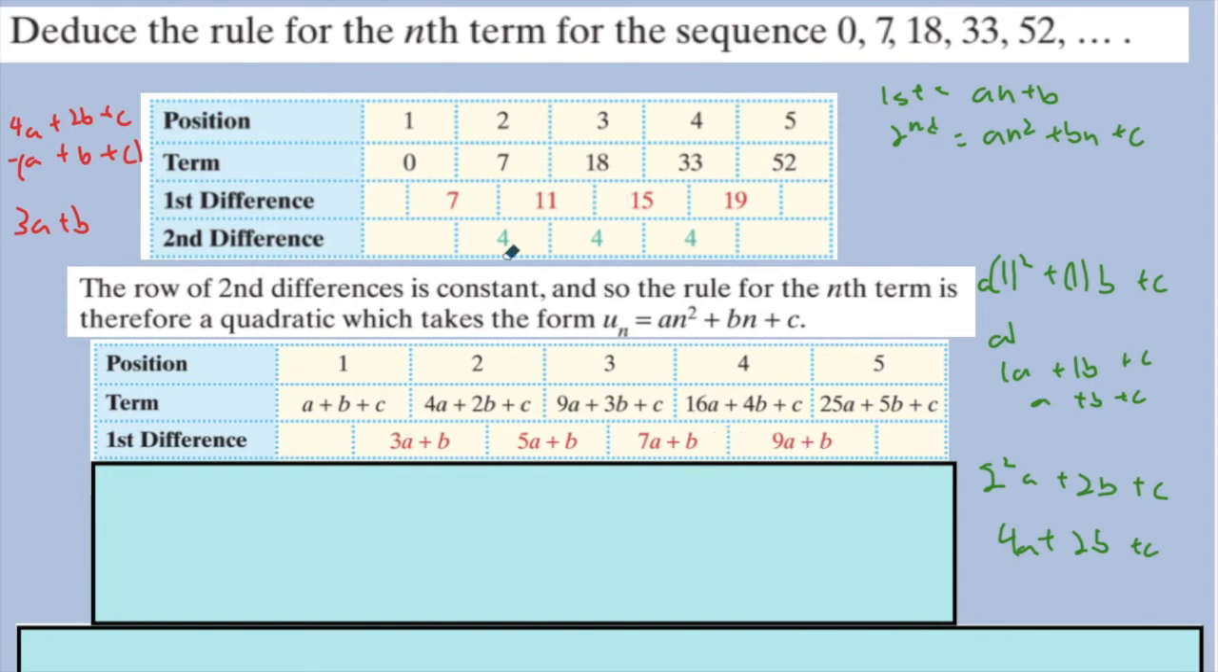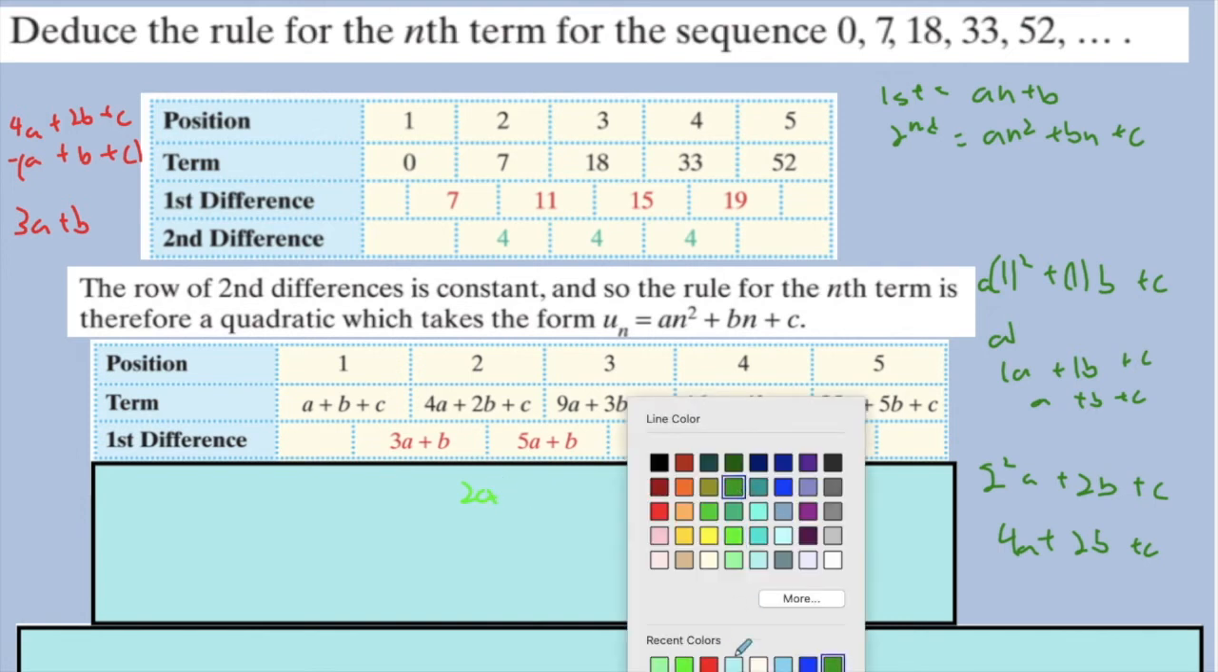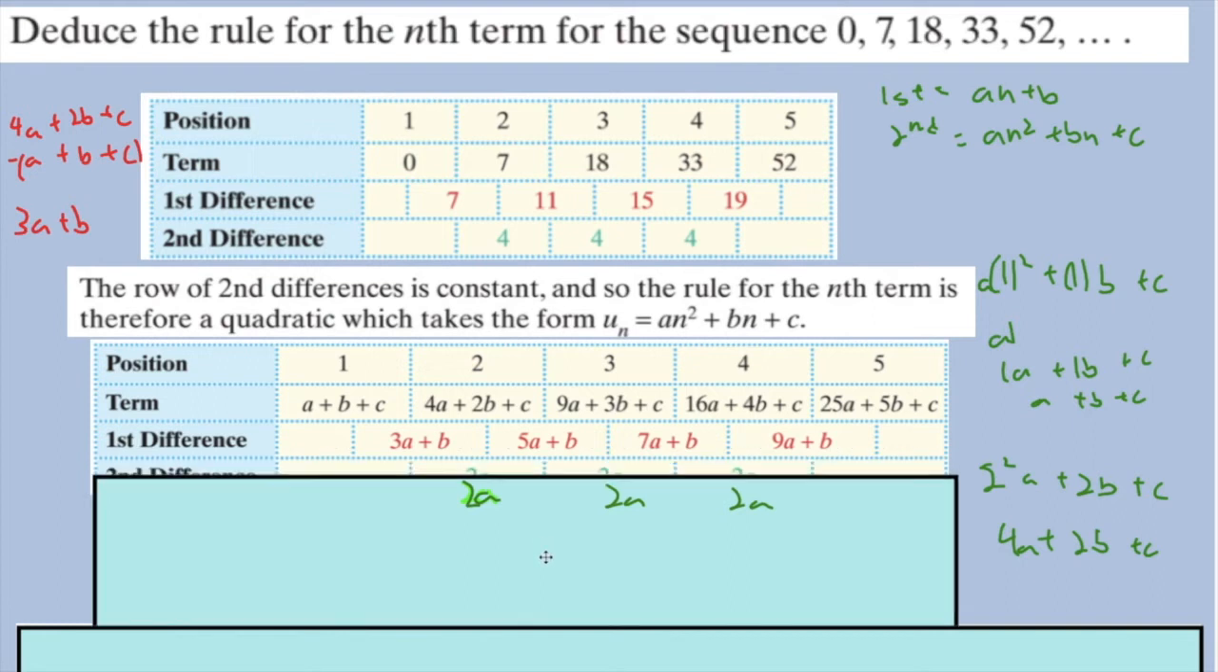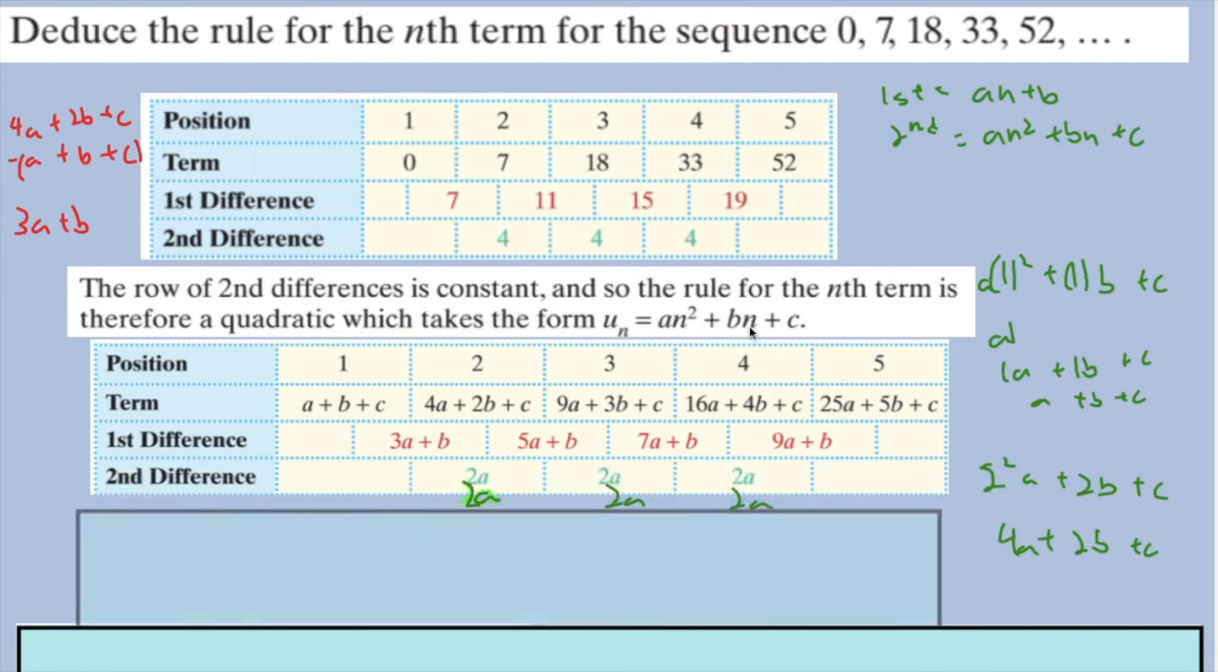Now we can see, if we think back to our first example, this is very similar. We're going to subtract these again, and we'll get 5a minus 3a is 2a. I'm sorry, I know that's a little bit hard to see. 2a. The b's are going to cancel out. 7a minus 5a is 2a. B's cancel out. 2a, 2a, 2a, 2a. Now here we're at our constant. So our second difference is 2a.